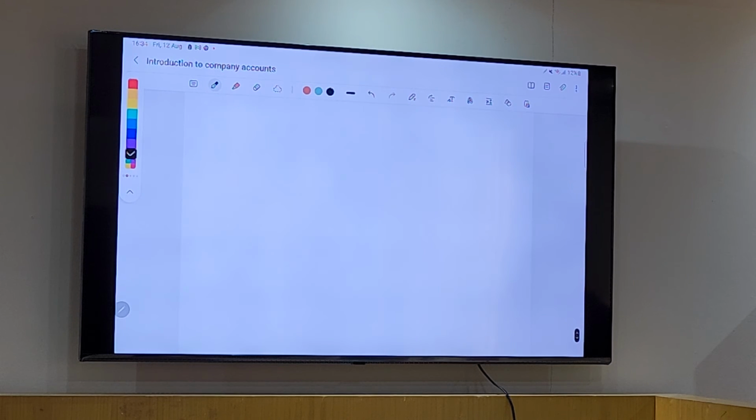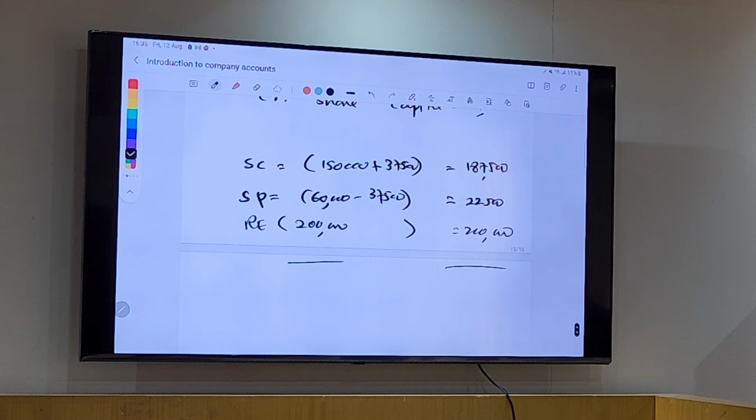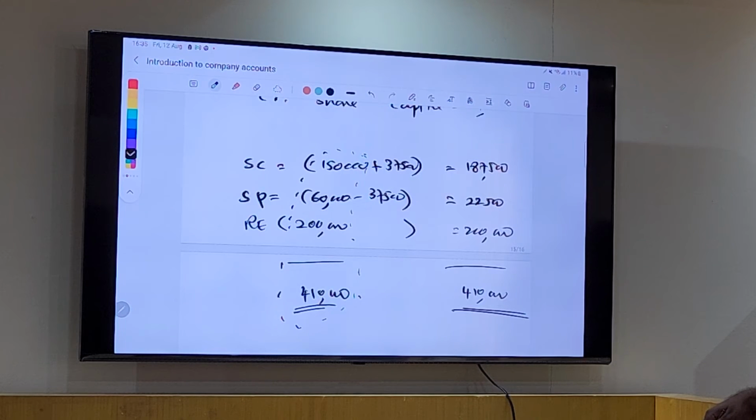Third is retained earnings. How much already? 200. And no change. The total is 410. This you don't need to show; it is not part of the requirement. I have just written this so you understand. 150 plus 60 plus 200 must be the total. Okay. Clear?